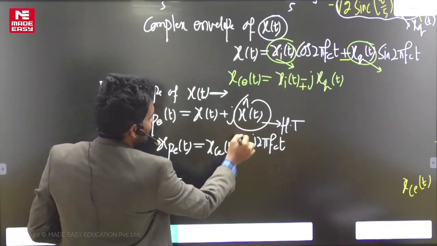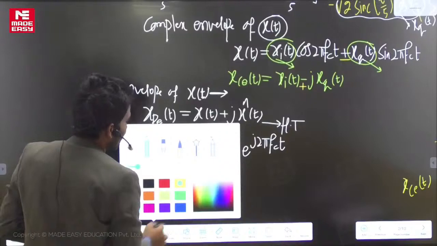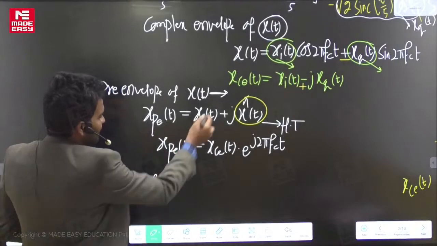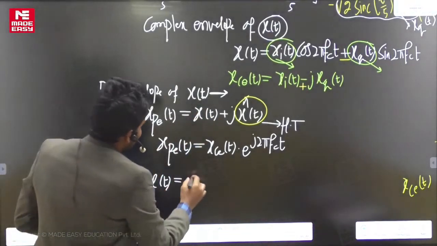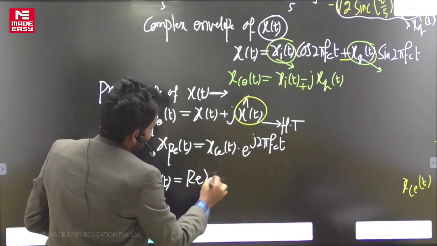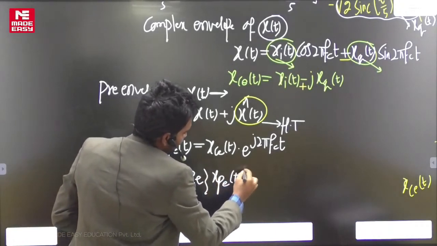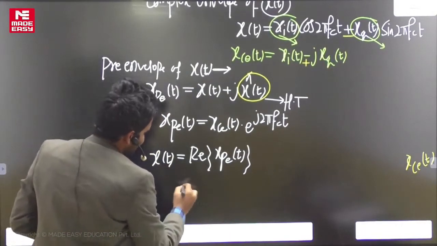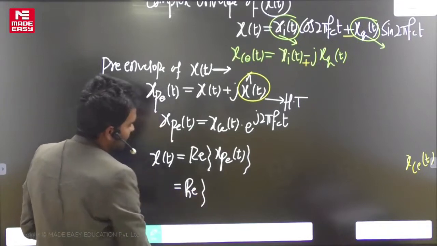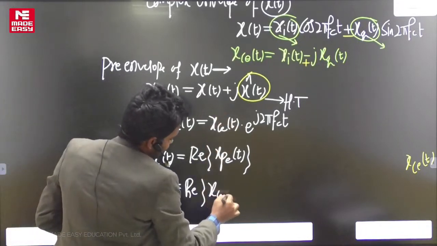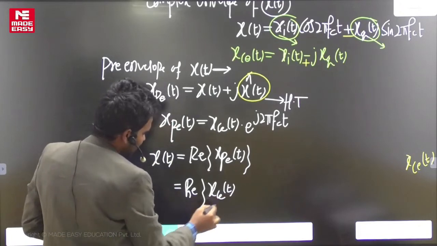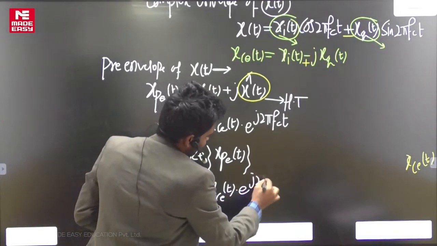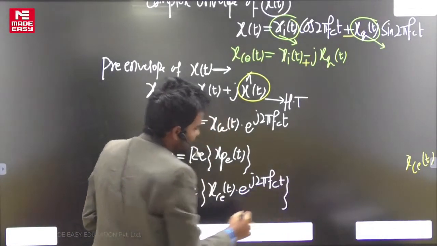Okay, so x cap t is the Hilbert transformation of x(t). Now the given bandpass signal x(t) will be equal to the real part of the pre-envelope of that signal. Or you can write it as the real part of the complex envelope of the signal, x_ce(t) times e^(j 2 pi fc t).